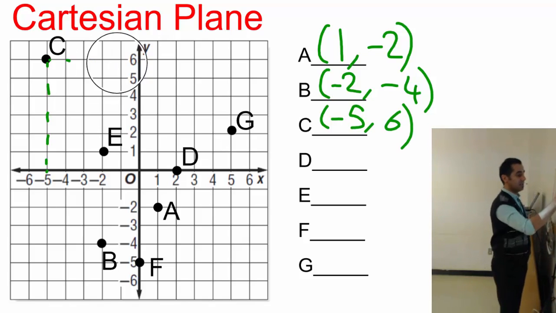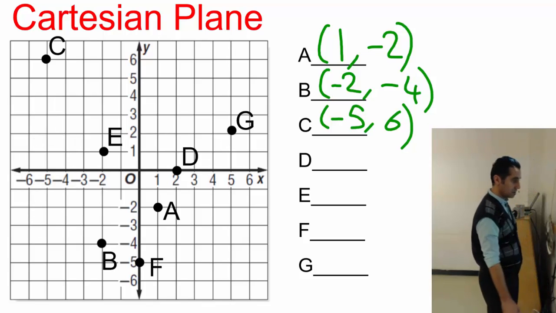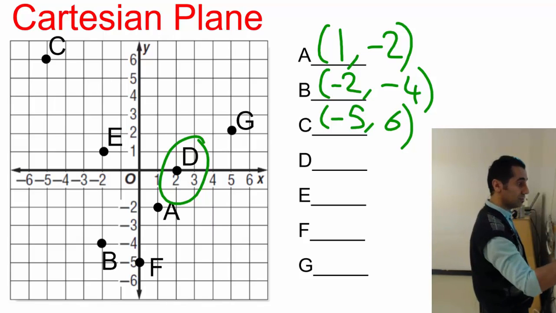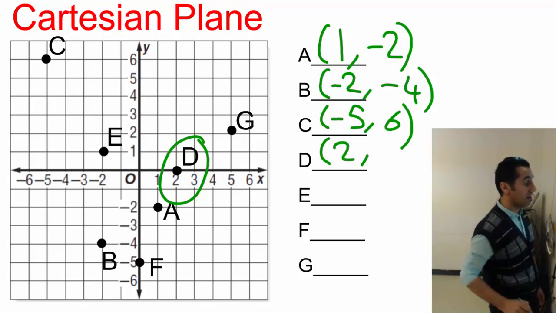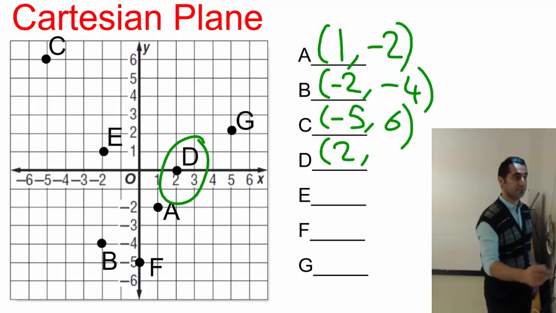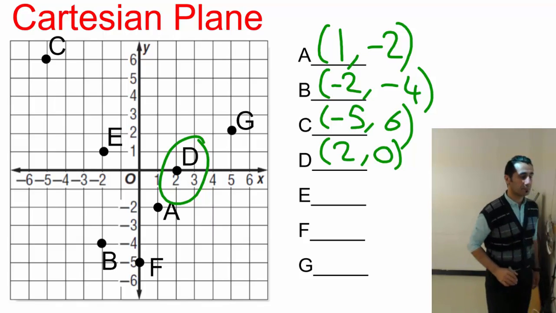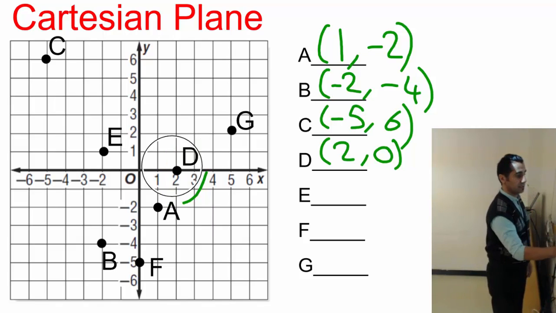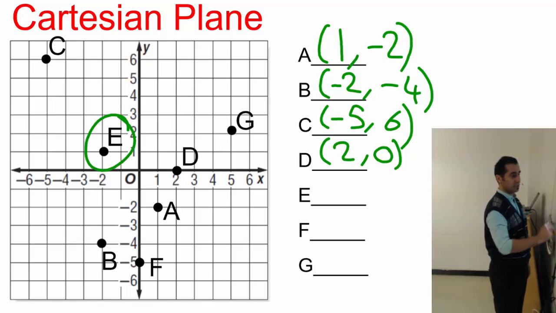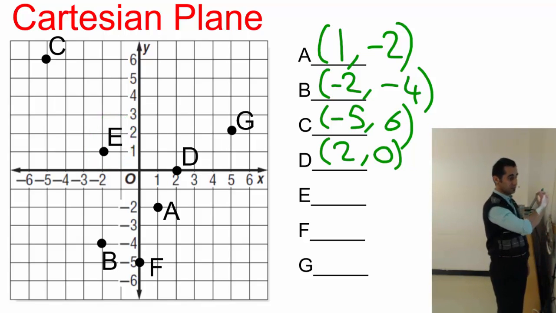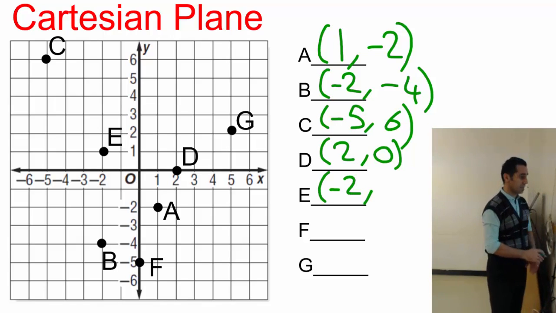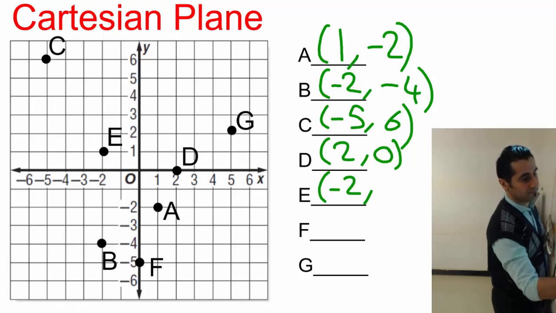Next we have D, and D is located right here, and the x value is 2, comma, y value up and down 0, nothing. Next is E. E is located right there, and the x value is negative 2, comma, positive 1.